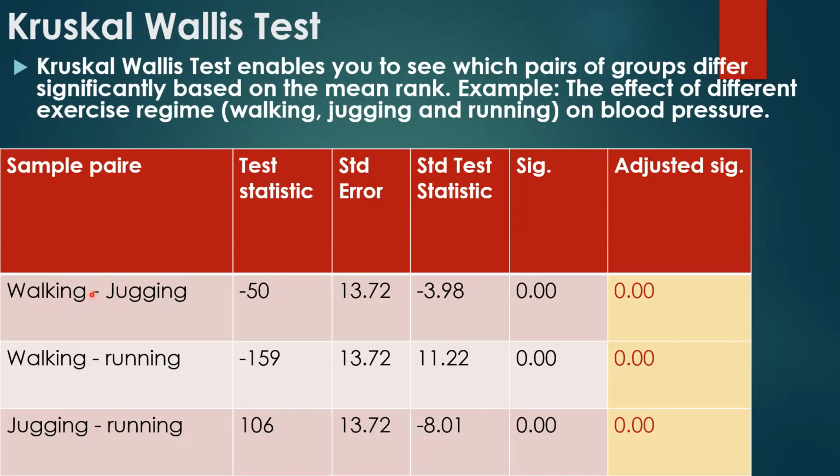Okay. Kruskal-Wallis will ask you whether walking and jogging were significantly different, whether the blood pressure was significantly different between the two regimes. Then it will do a pairwise comparison, just like ANOVA. But there's a slight difference: you can't generate significant letters from this one. That's the main difference between parametric ANOVA and Kruskal-Wallis.